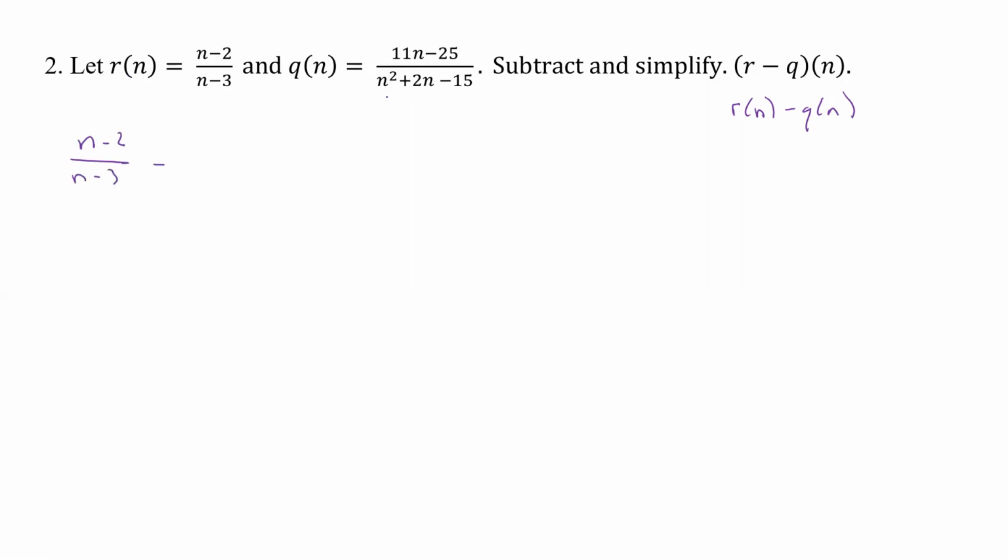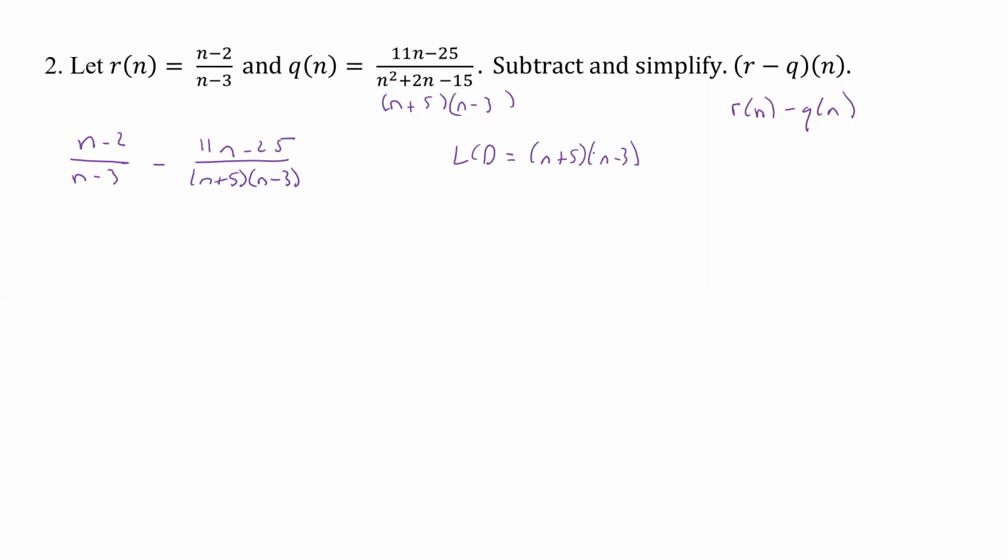minus. Now let's go ahead and factor this here. So that's n, 15 is 3 and 5. The large one has to be positive, so plus 5, n minus 3. So that's going to be 11n minus 25 over n plus 5, n minus 3. Okay, well, our LCD is n plus 5 times n minus 3.